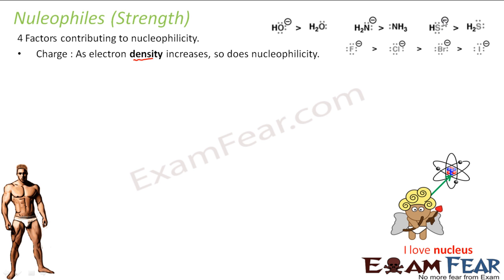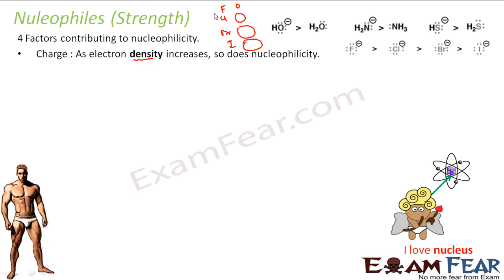Similarly, HS minus has more electron density as compared to H2S. So HS minus is a stronger nucleophile, correct? Also, if you see fluorine, chlorine, bromine, iodine, if you go down the group, the size increases. This is my fluorine, this is my chlorine, this is my bromine, and this is my iodine. But the charge is all the same, one unit charge. So I'm talking about the electron density.